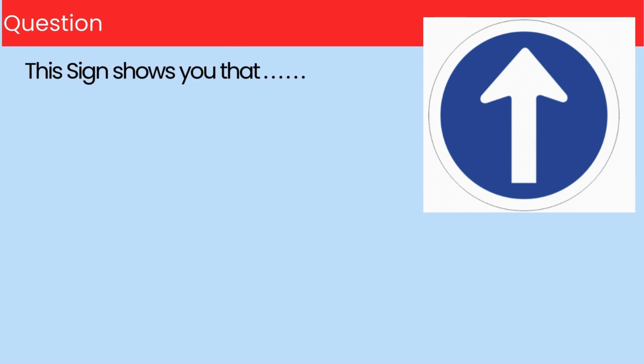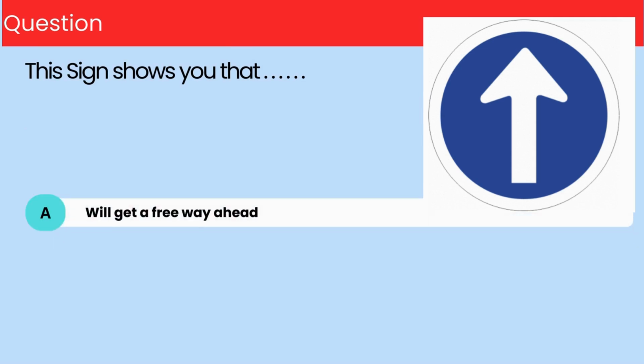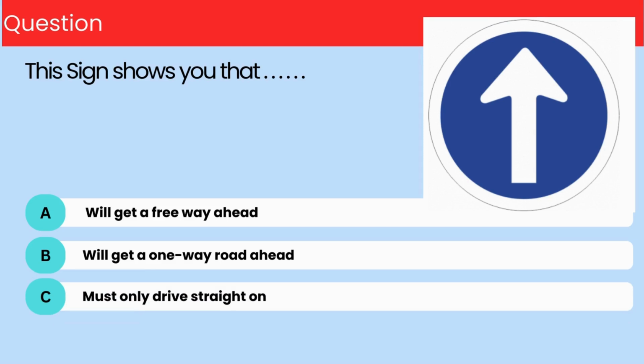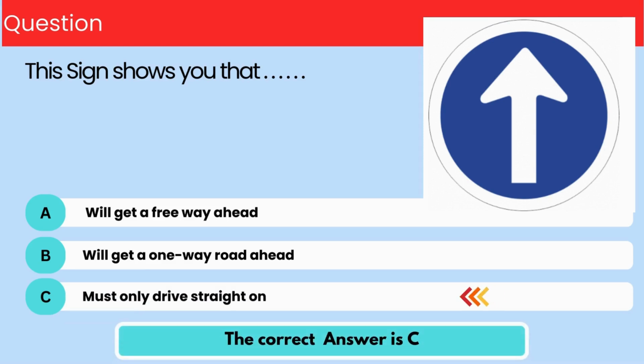Question. This sign shows you that A. Will get a freeway ahead. B. Will get a one-way road ahead. C. Must only drive straight on. The correct answer is C. Must only drive straight on.